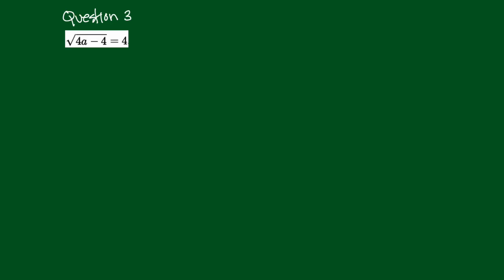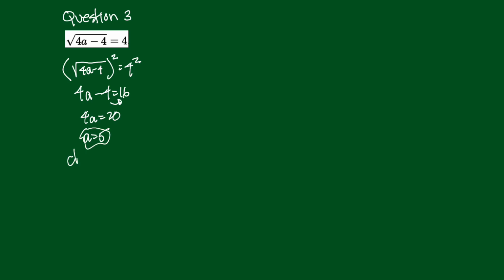Question 3, let's square both sides. That's a good place to start, so it'll look like this. Square root of 4a minus 4 squared equals 4 squared. So on the left side, when we square the square root, that radical comes off, like we're unsquare rooting it, equals 16. Let's add 4. We'll get 4a is equal to 20. Divide. A is equal to 5. We think. All right, we need to check it.